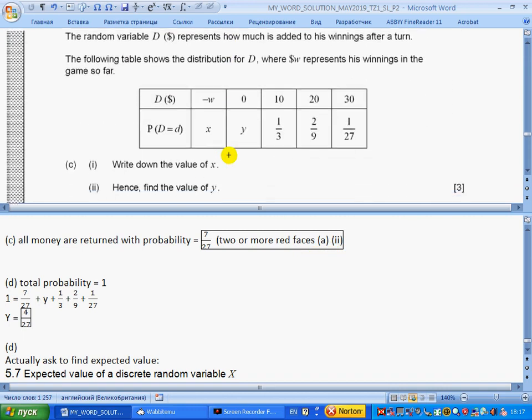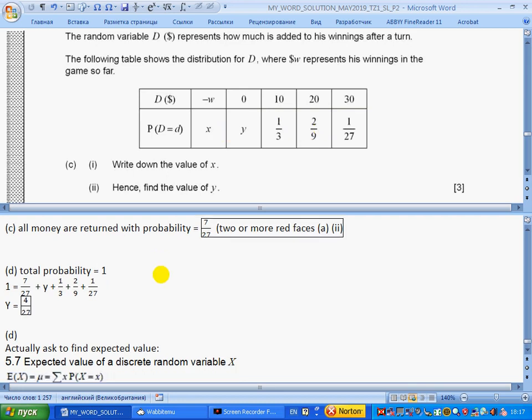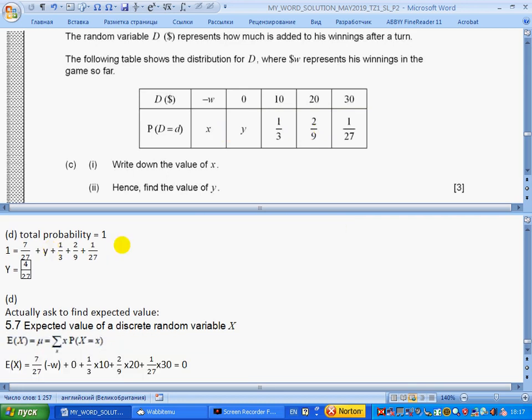Hence find the value of y. So here we have all outcomes. This is why total probability should be equal to 1. So total probability equals to 1. From this we get value of y equals 4/27.